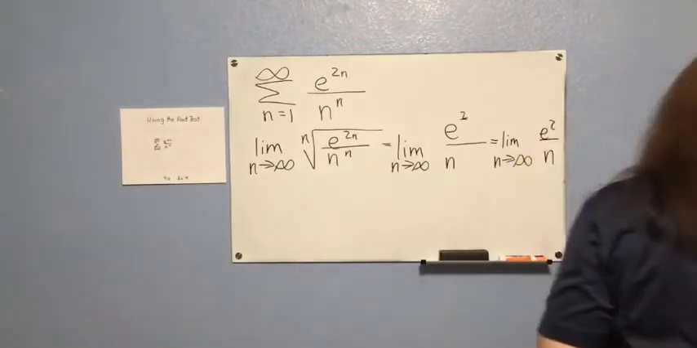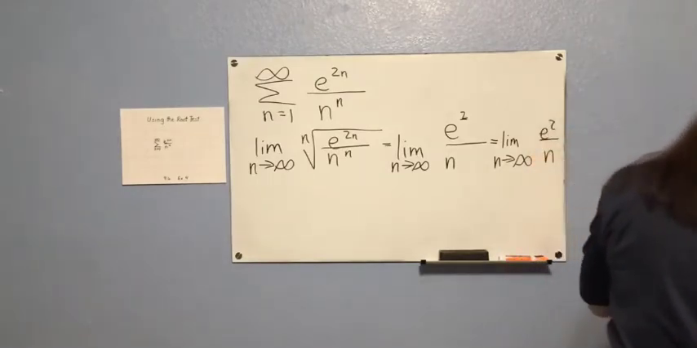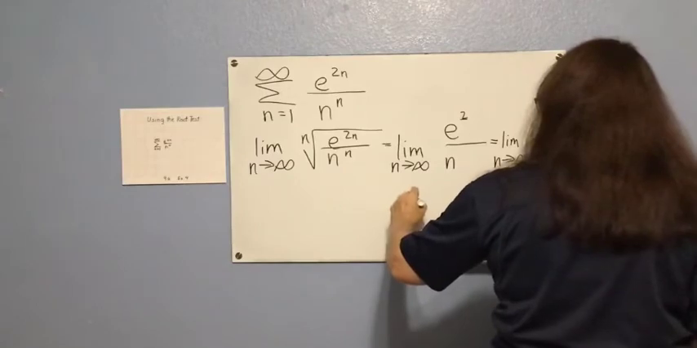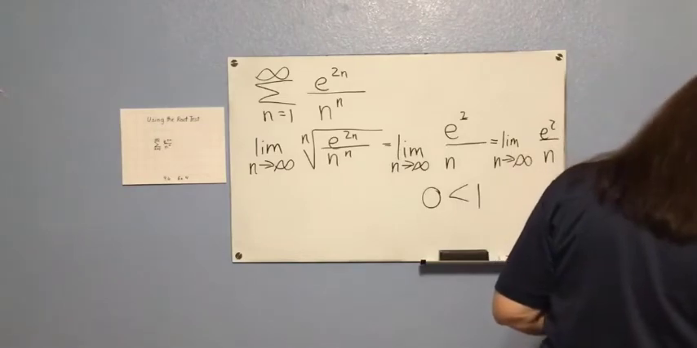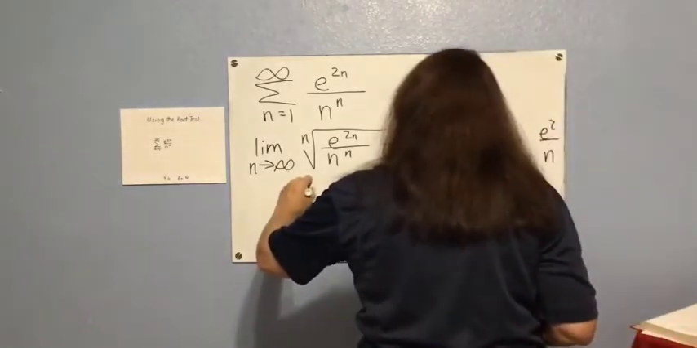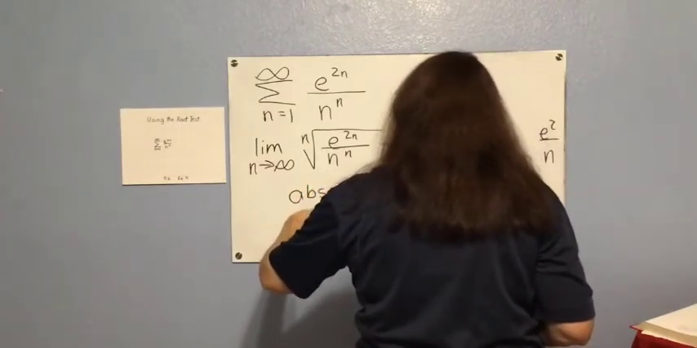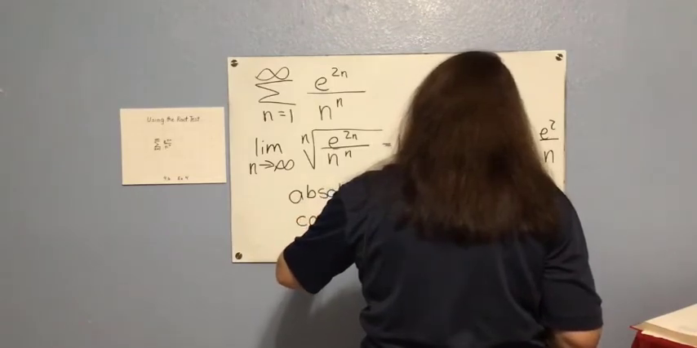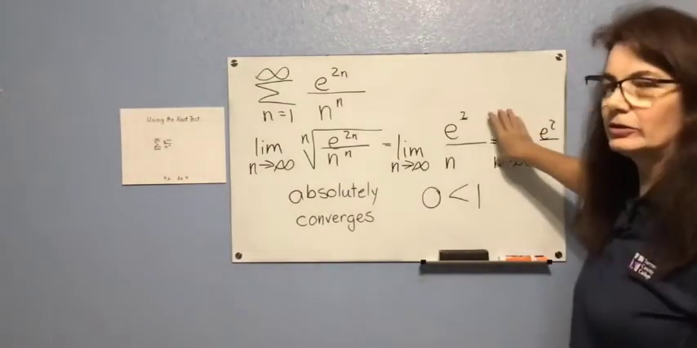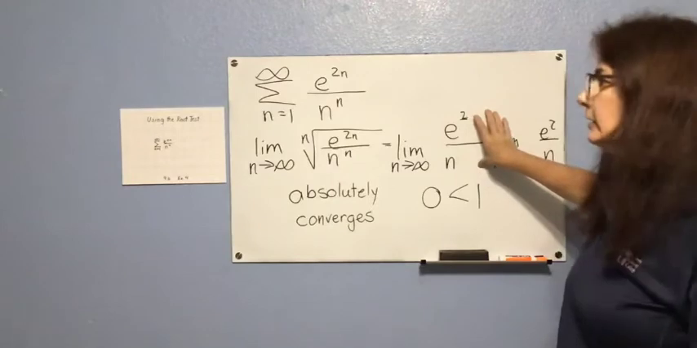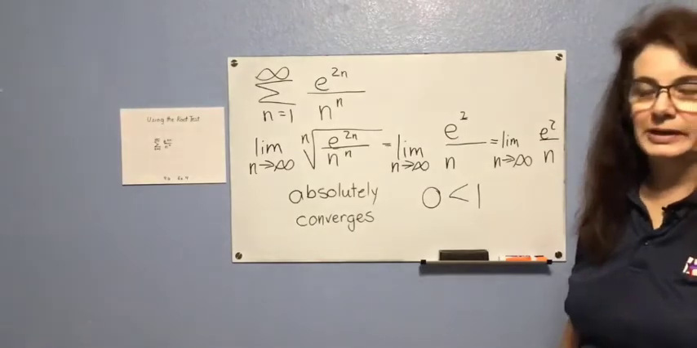Well, e squared is a constant. When n goes to infinity, this fraction goes to 0. So when it's 0, that's clearly less than 1. We say that it absolutely converges. Okay, and if you're not so sure about the usefulness of this test, try using this same series and doing the ratio test with it.